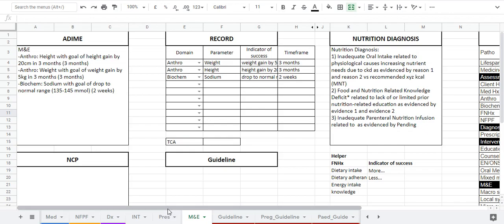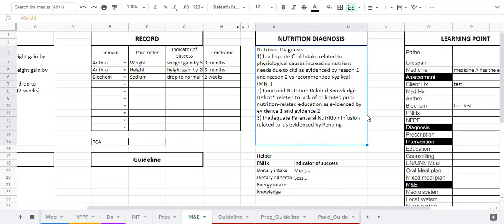There are three major sections. Documentation, this is the part where you record everything. This is an unfinished concept. This is for your reference as you type your M&E, and this is a learning point to help with your own learning experience as well as preparation for case presentation.